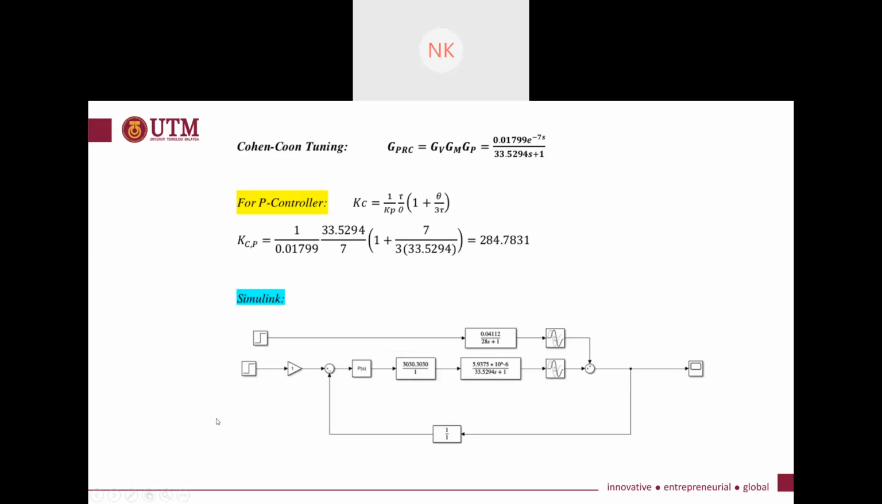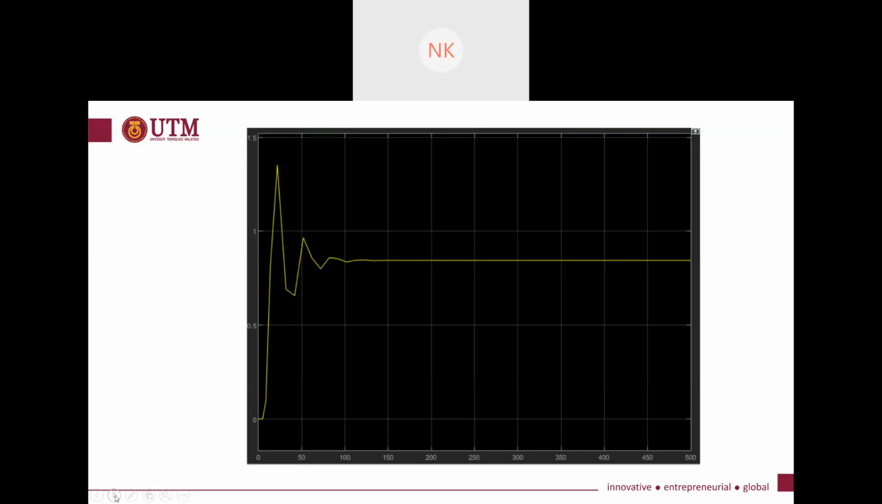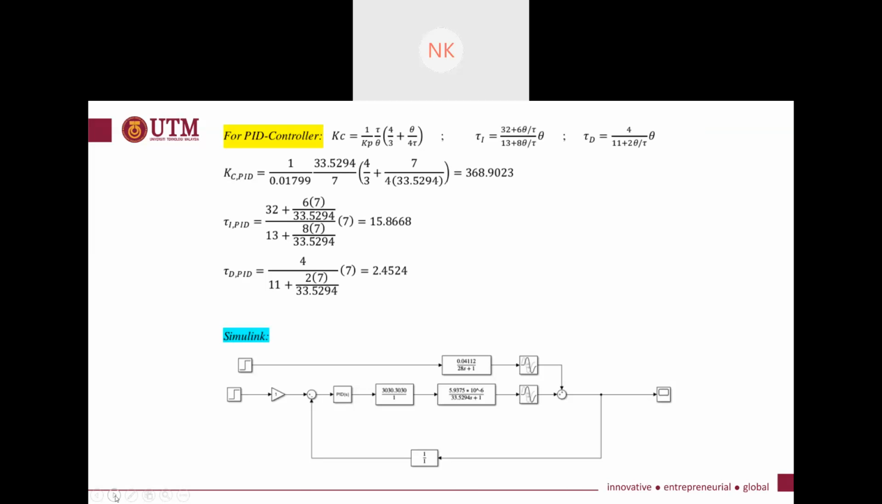Okay, moving on. For the bottom column, we will use two tuning methods as previously. The first one is Cohen-Coon tuning. With the equation of GPRC, we calculate GV, GM, GP to obtain this equation. Then for the P controller, we substitute the values into the tuning parameter equation given in the slide. With the tuning parameter calculated, that is 284.7831, we put this value into Simulink to obtain the closed loop transfer graph as shown in the next slide. These steps are repeated for the PI controller and PID controller also, and these are the graphs.